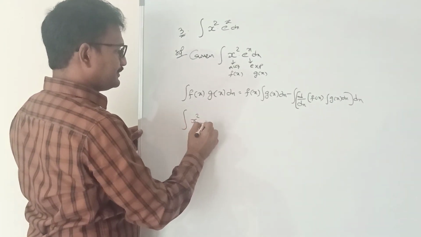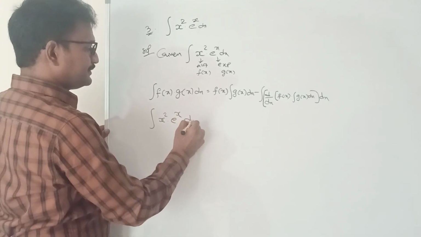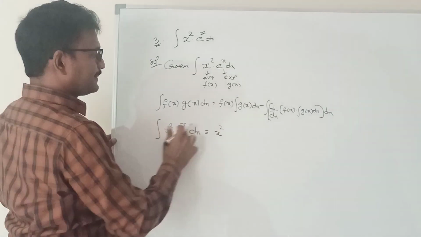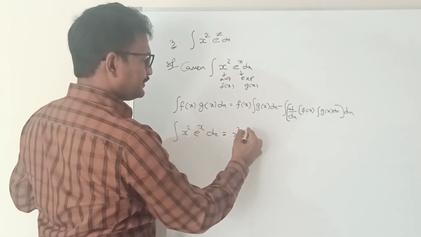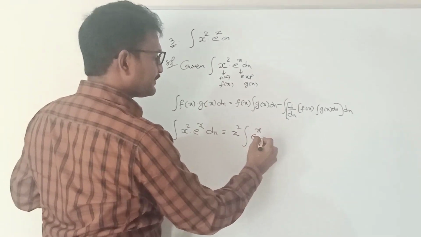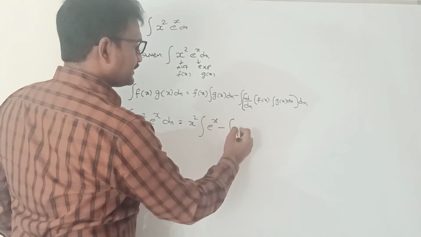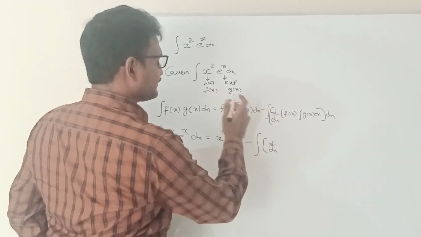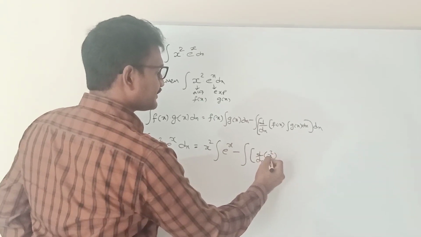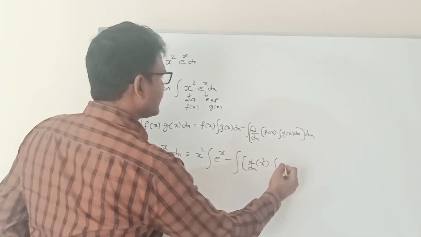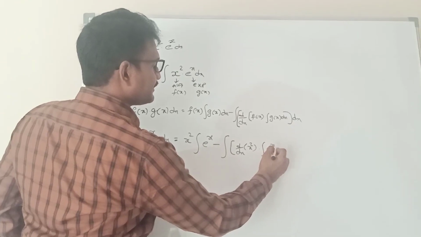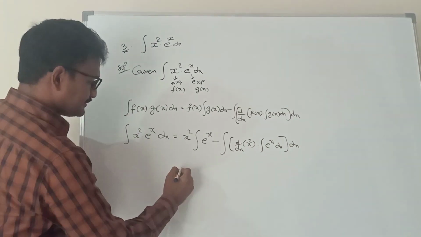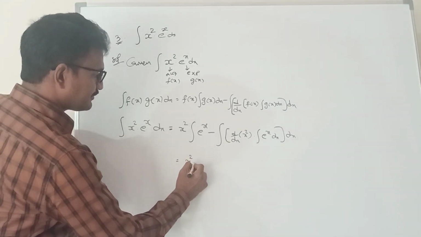Integral of x square into e power x dx. Here f(x) is x square, so it is x square into the integral of g(x), which is e power x, minus the integral of d by dx of f(x). What is f(x)? x square, the derivative of x square, into the integral of g(x). What is g(x)? e power x dx, whole dx. So x square into the integral of e power x.